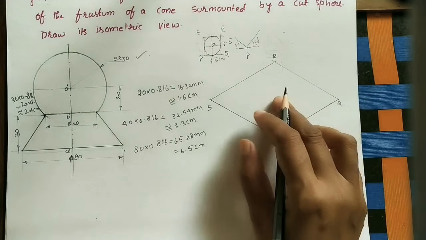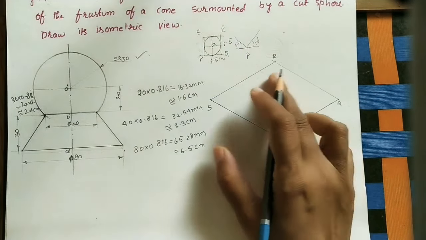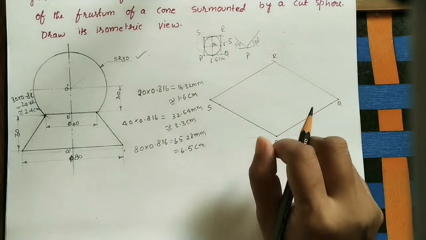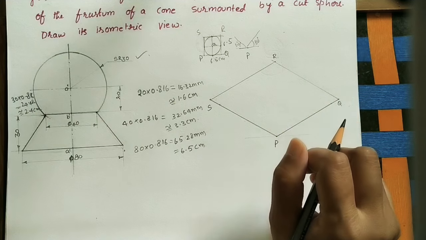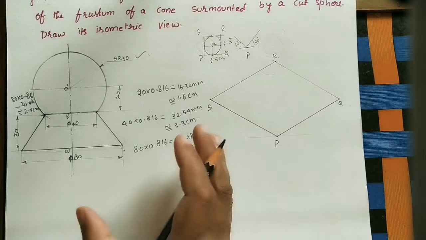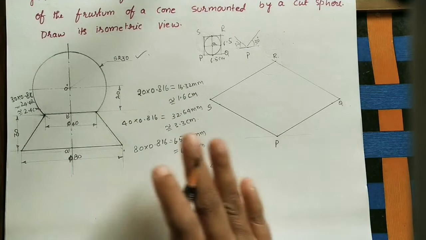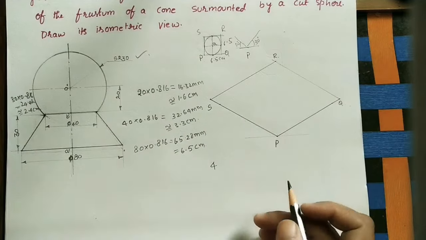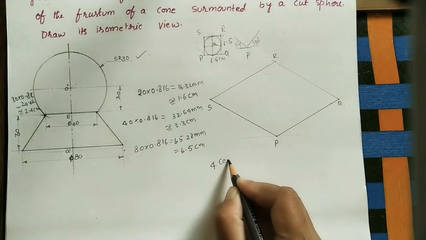Now in it, we need to take this circle. The circle is looking like an ellipse in the isometric view. For doing the circle, we are following the four center method. In the four center method, just roughly I will do this part; you have to do it on rough paper. The main diagram should be done on the drawing sheet. So I am using the four center method.